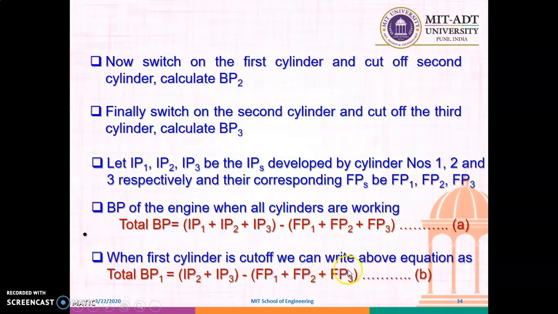When the first cylinder is cut off, we can write the above equation as total BP1. Now what is BP1? The brake power of the engine when the first cylinder is cut off is equal to, this IP1 becomes 0 here, because the first cylinder is cut off, which means there is no combustion, and no combustion means the indicated power of that particular cylinder becomes 0. But in the second and third cylinders combustion is going on, so that indicated power remains as it is. You can see here there is no IP1, but IP2 and IP3 are as they are, minus FP1, FP2, FP3. The bracket remains the same, because though there is no combustion in the first cylinder, the piston is working in the first cylinder, the valve operating mechanism is also working, the water pump is also working, the lubricating oil pump is also working, and therefore the friction power of that cylinder is not lost. So this bracket remains as it is.